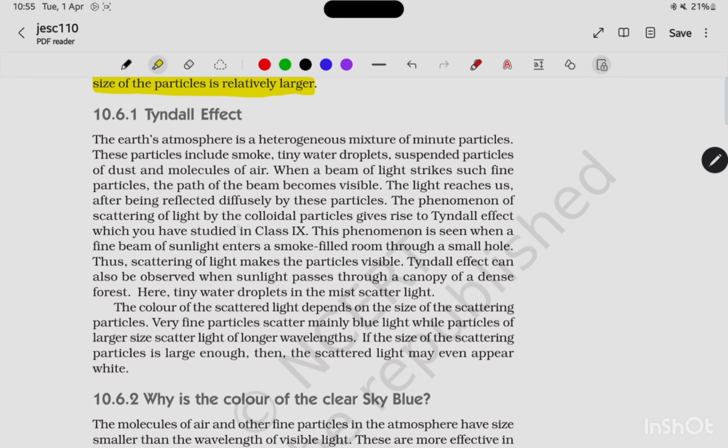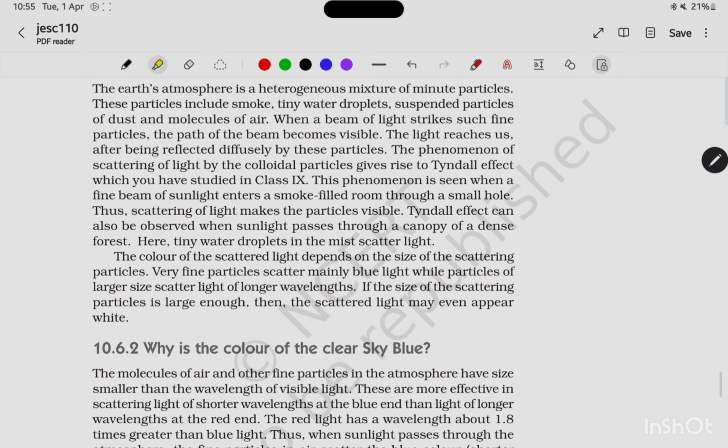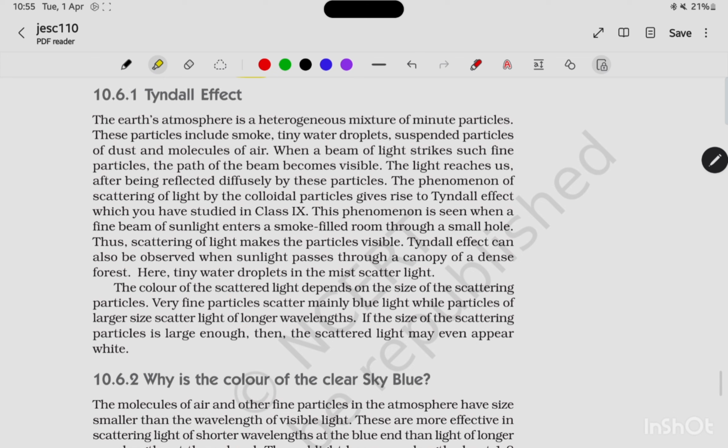The phenomenon of scattering of light by the colloidal particles gives rise to the Tyndall effect, which we have learnt in class 9th. This phenomenon is seen when a fine beam of sunlight enters a smoke filled room through a small hole. Thus, scattering of light makes the particles visible. Tyndall effect can also be observed when sunlight passes through the canopy of a dense forest. Here, tiny water droplets in the mist scatter light.